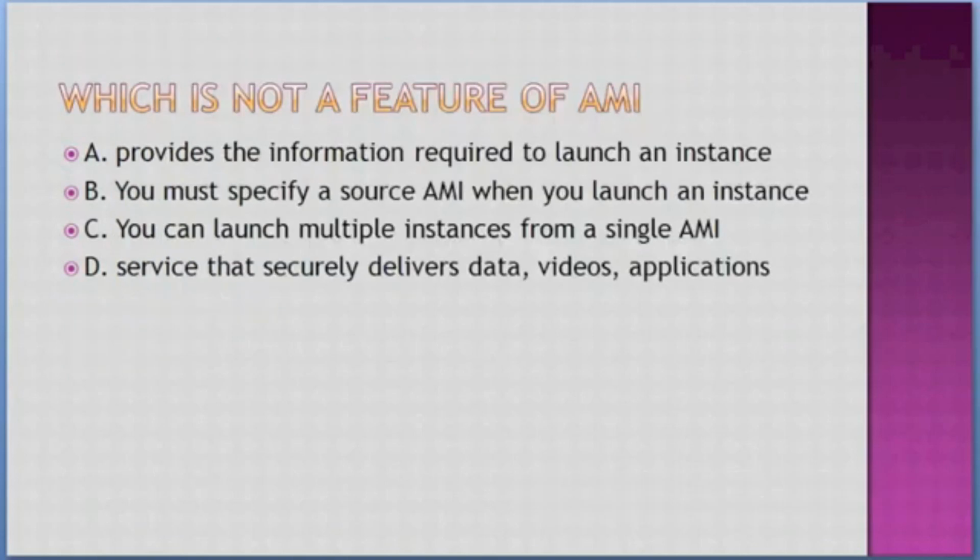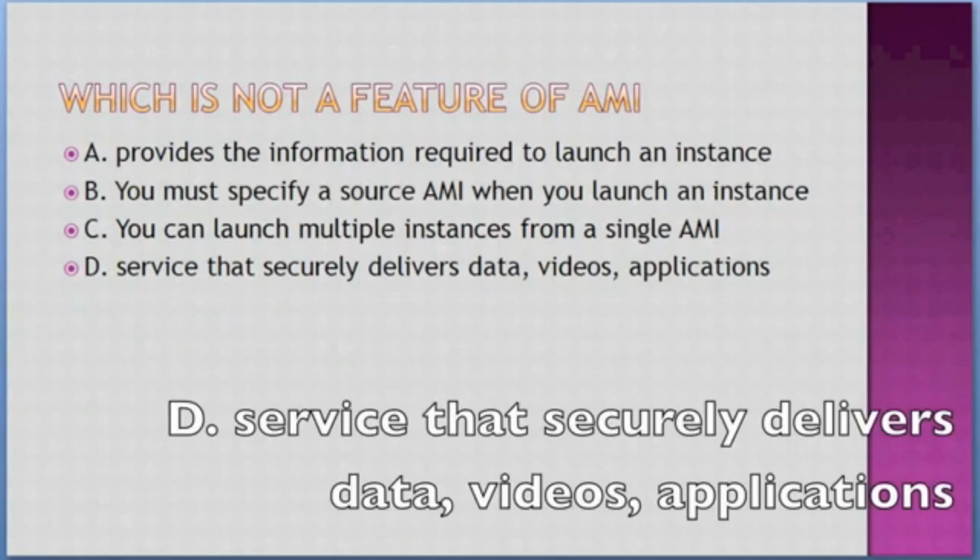Which is not a feature of AMI? A. Provides the information required to launch an instance. B. You must specify a source AMI when you launch an instance. C. You can launch multiple instances from a single AMI. D. Service that securely delivers data, videos, applications. Answer: D. Service that securely delivers data, videos, applications.